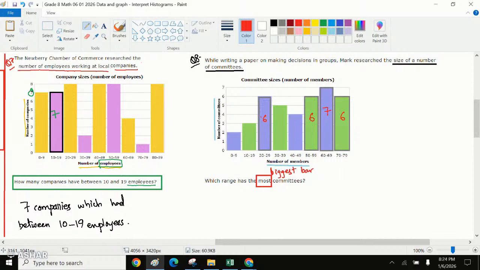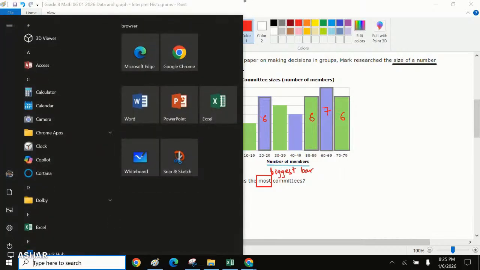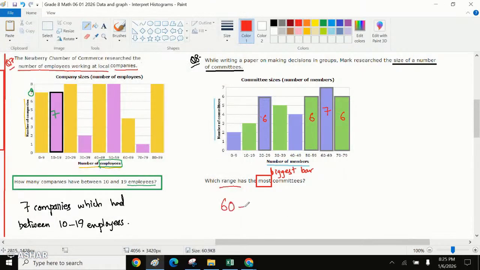So what should be the answer? What is the range? 60 to 69 members had the most committees. They had the most number of committees.